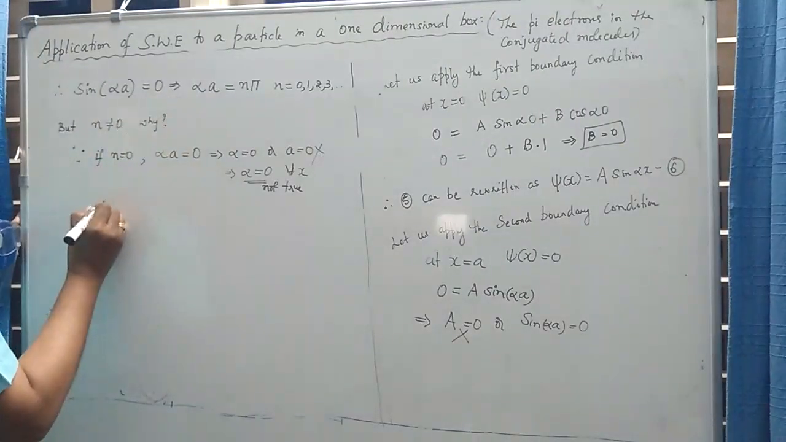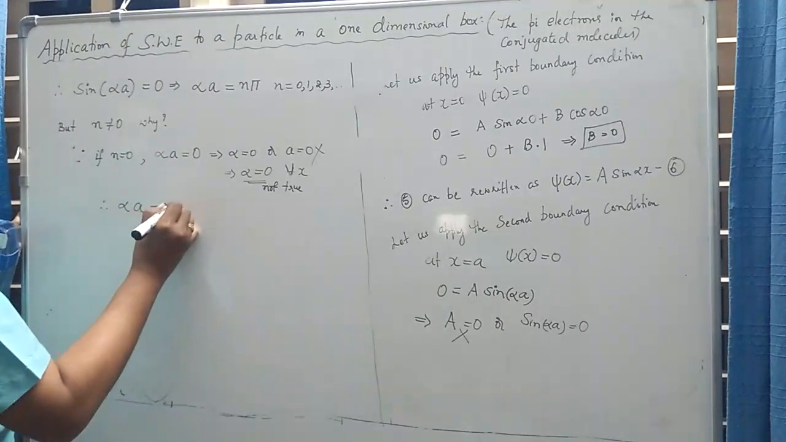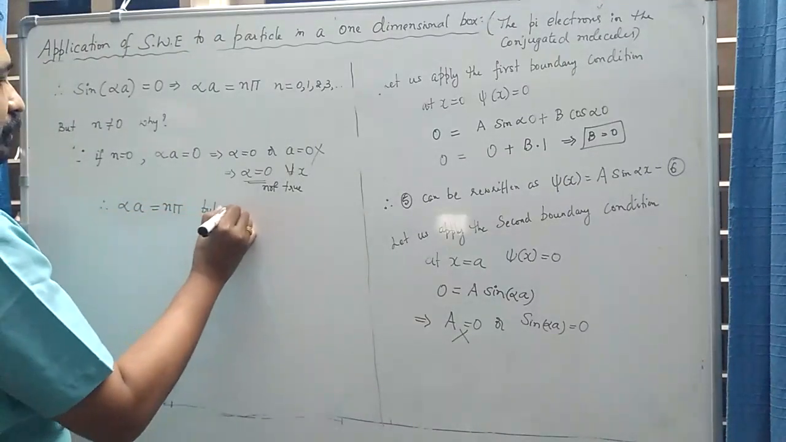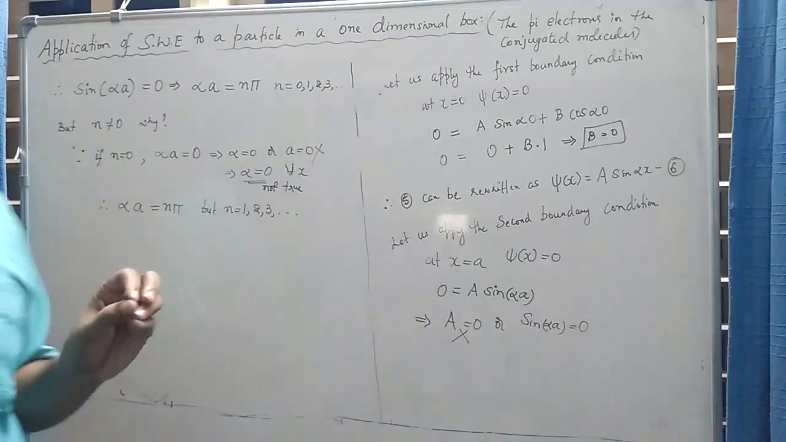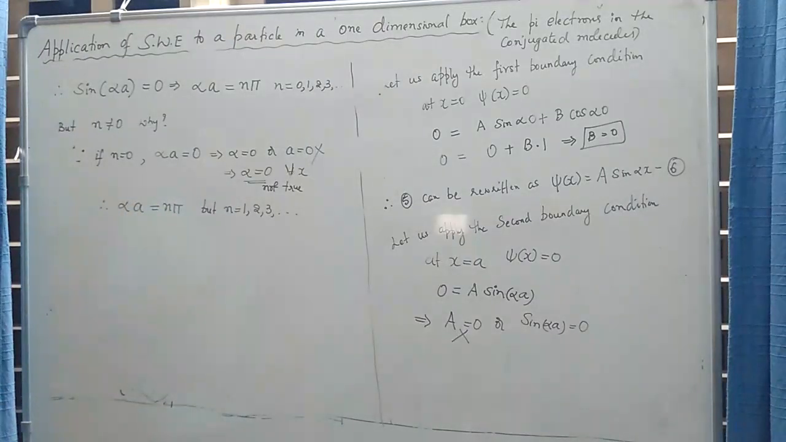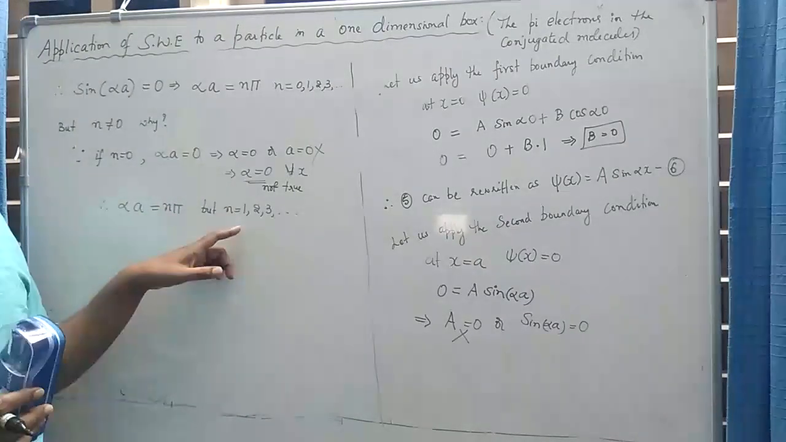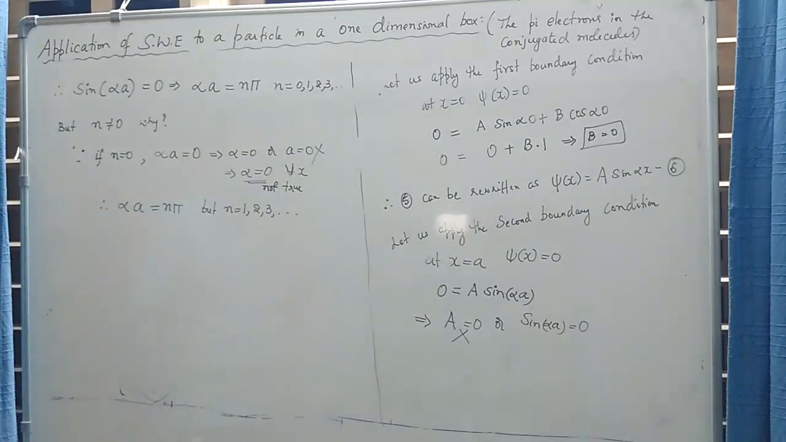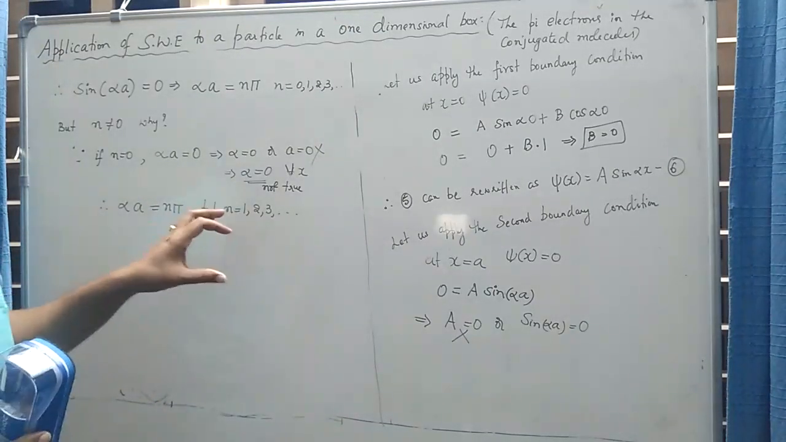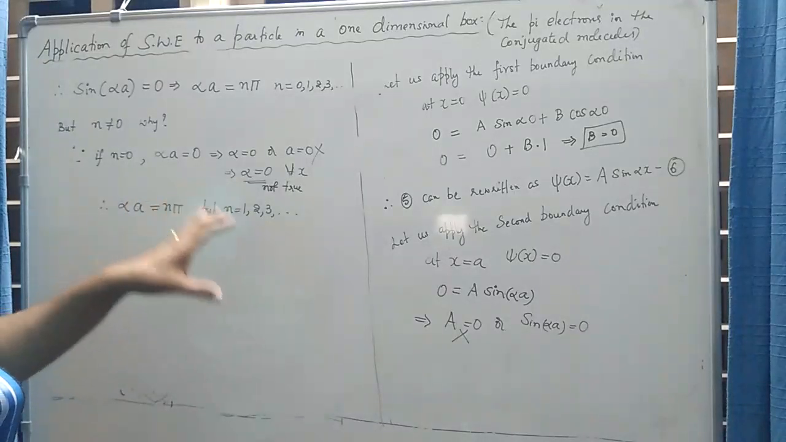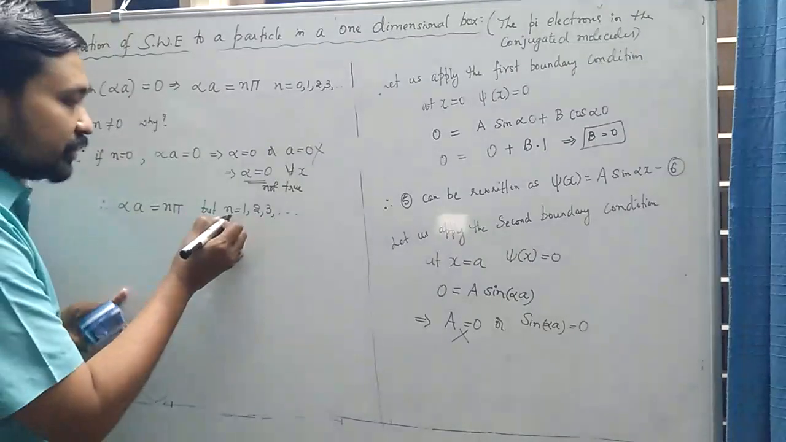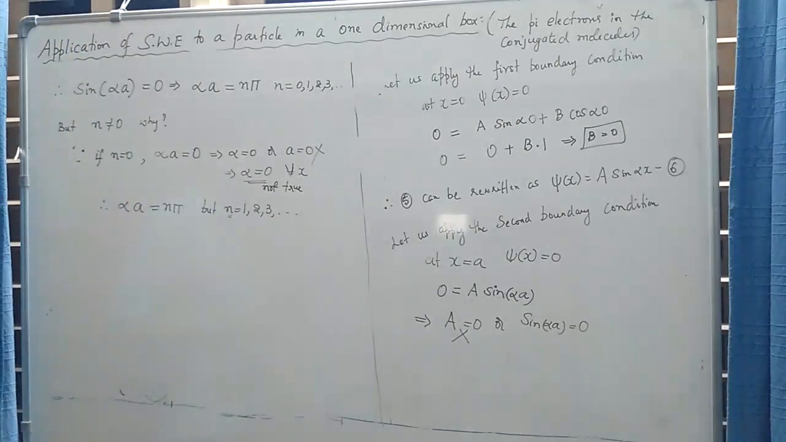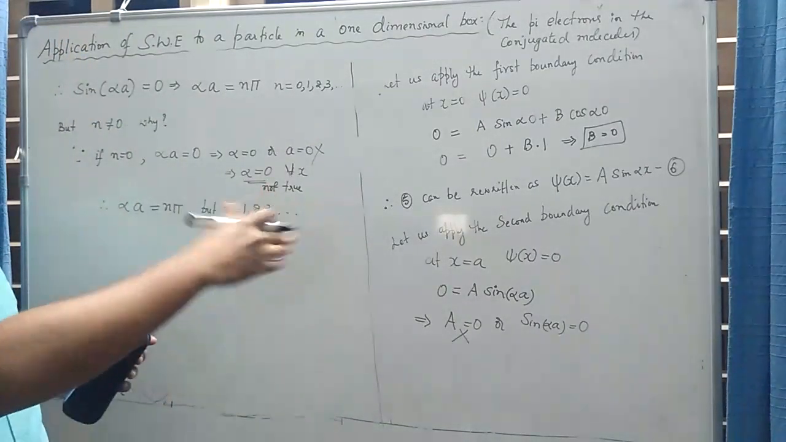So therefore alpha into a is equal to n pi, but the value of n is 1, 2, 3, etc. So the value of n is restricted to take only integral values, but starting from n is equal to 1, 2, 3, etc. n cannot be equal to 0. See here how the value of n is automatically restricted to take only integral values. This restriction has come because of the boundary condition we applied, so the value of n is only restricted to integral values. We will understand its consequence later.